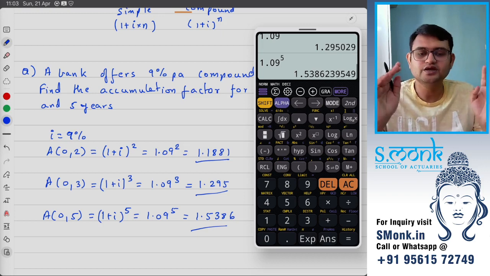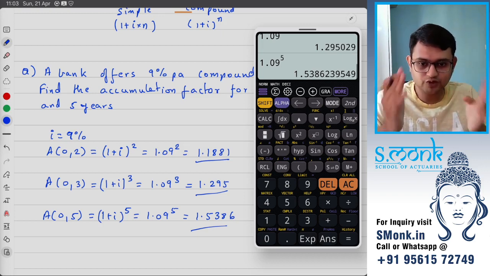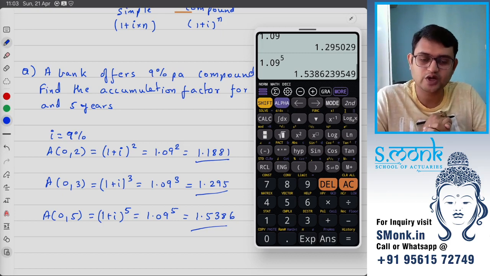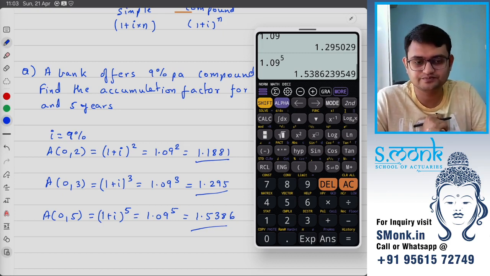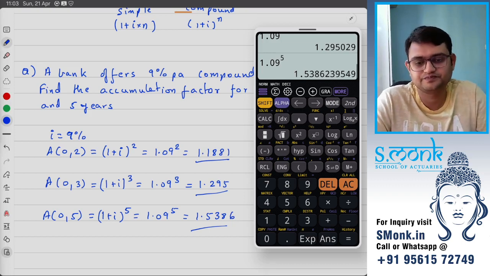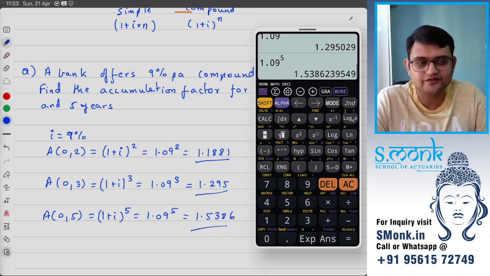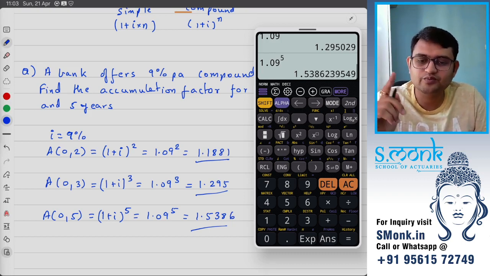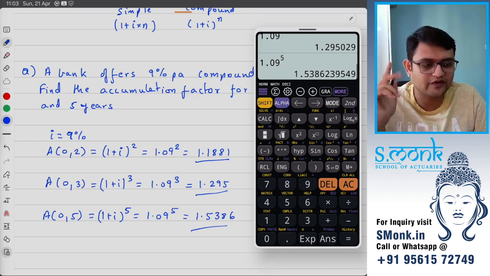Here again, I'm not worried about the amount that I had invested. Just talking about how much will it become. Let's say if I had invested 1 rupee. Okay. If I had invested 1 rupee, then it would have become 1.1881 after 2 years.